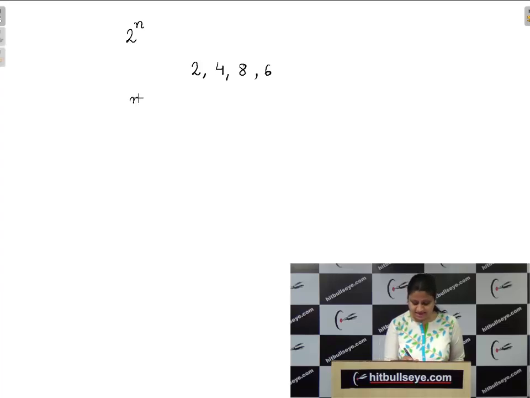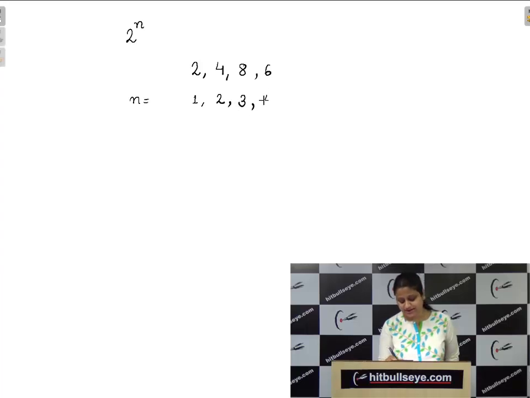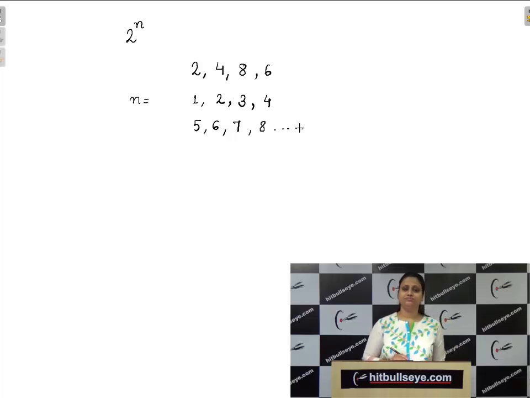So, if we take n as 1, we'll get the unit place as 2. If we take 2, we'll get the unit place as 4. If n is 3, then 8. If 4, then 6. If 5, then 2. If 6, then 4. If 7, then 8. If 8, then 6, and so on. Now, we can generalize this fact.